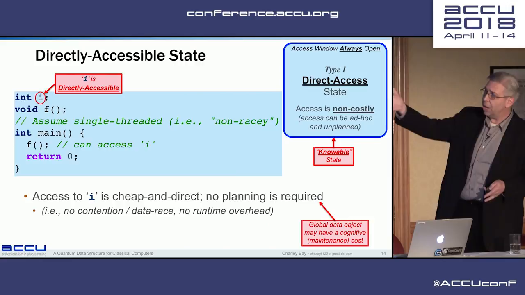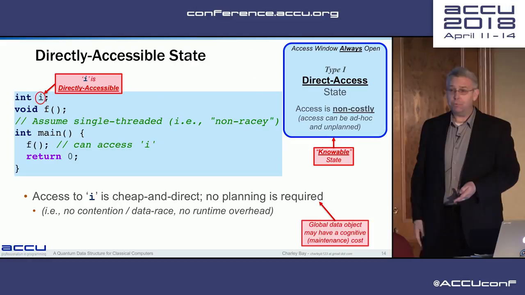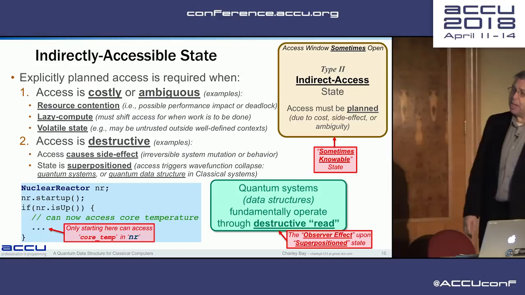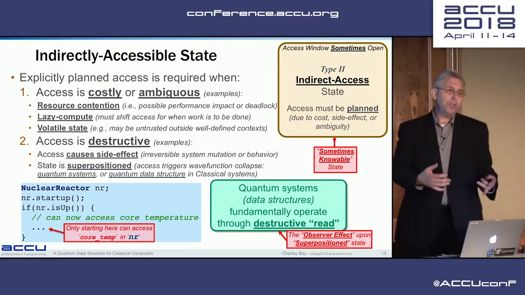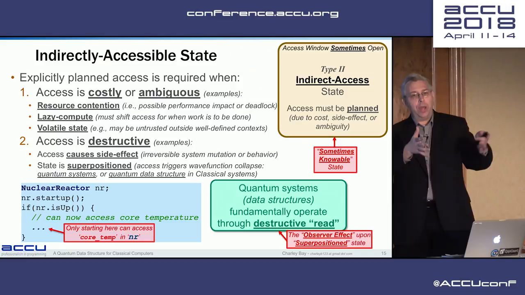So this is a standard C or C++ non-racy access to a stateful value. And it's cheap, it's easy, anybody can have it. Indirectly accessible. Well, sometimes, especially since C++ has this real strong object model, sometimes the state exists, but it's not initialized yet. Or the state might be halfway through a mutation because there's contention for multiple threads on it. So you can't just grab it whenever you want. You have to kind of plan that access.